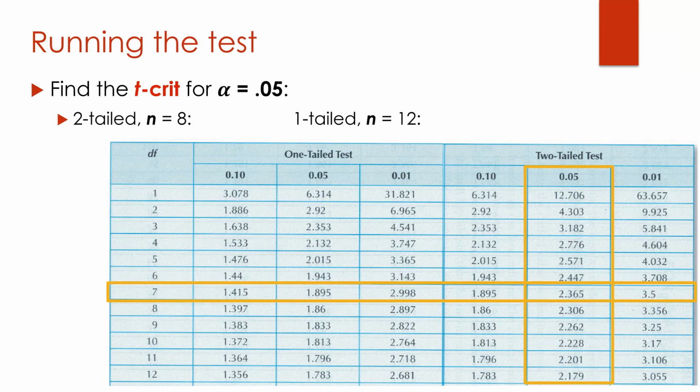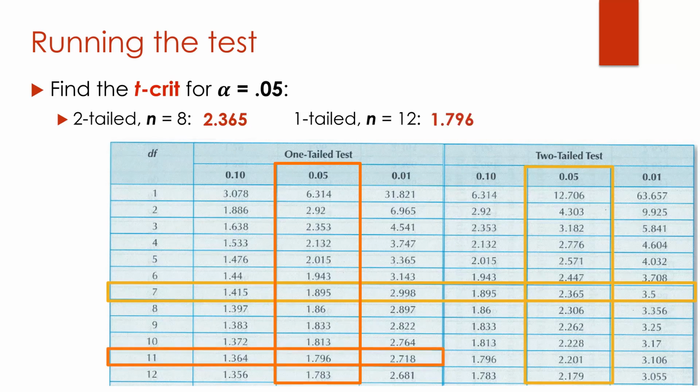And that's our critical score. Now, what is the t-crit when alpha equals 0.05 and we have a 1-tailed test and n equals 12? Well, look on the 1-tailed test side, that's the left side of the table, and we know that the column is 0.05, 12 minus 1 gets us a degrees of freedom of 11, and that is 1.796, and that is our critical score there. So that's how we will find that critical score.